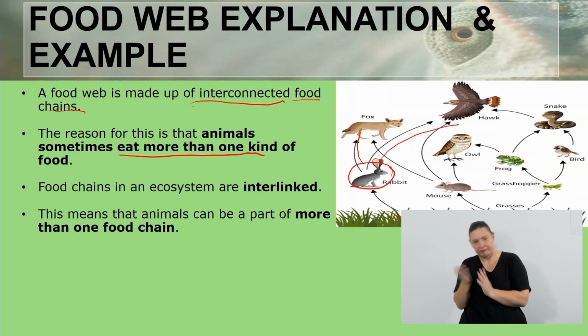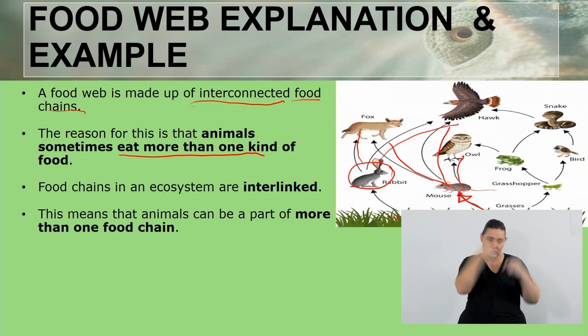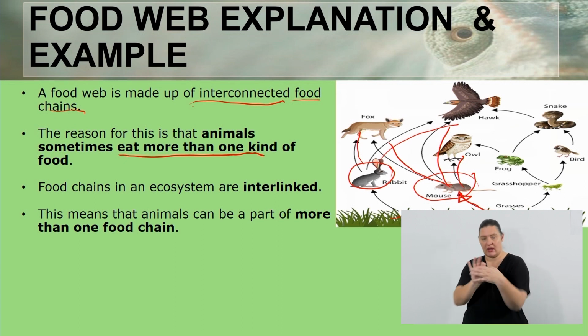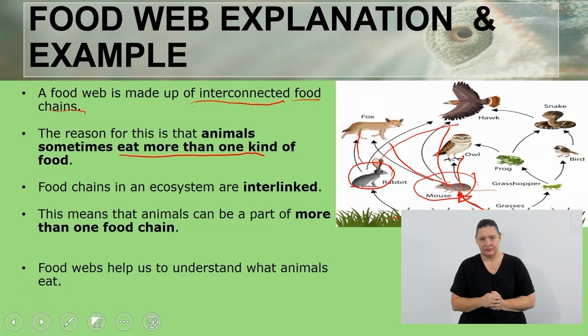If you look at this again, we have a producer, which is the plant. This plant, the grass, is eaten by the mouse. This mouse is eaten by the owl. This very mouse is eaten by the hawk. It's also eaten by the fox. So now, you can see that this mouse is involved in more than one food chain. So that is why we are saying they are interconnected and interlinked.